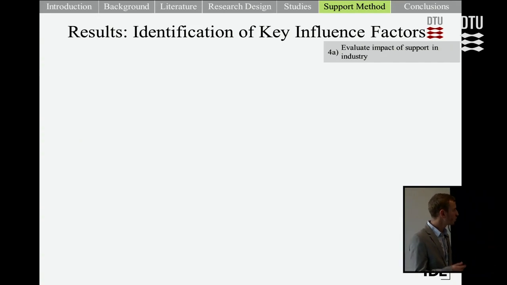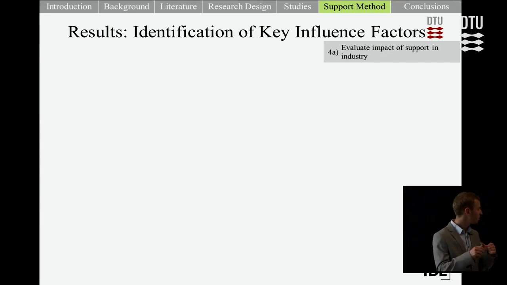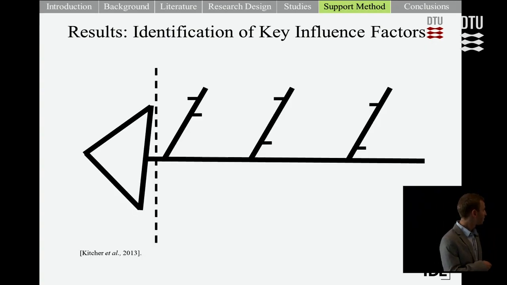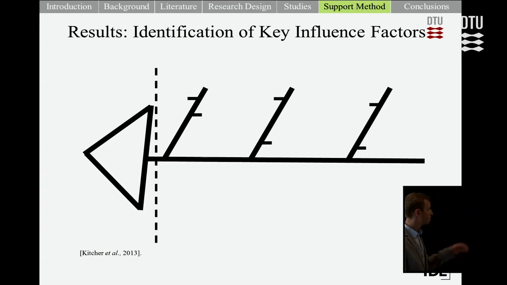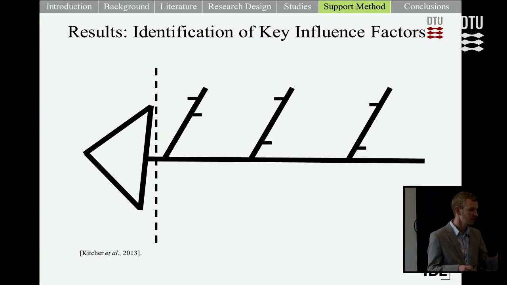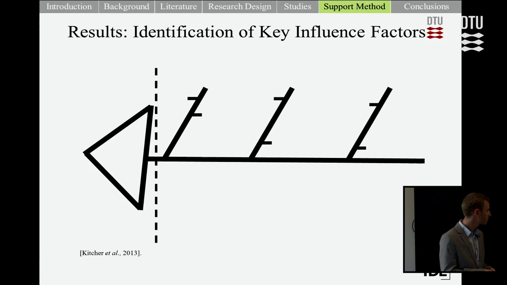So first of all, it was important to identify the key influence factors at the company for this development project. So what we use here is a method developed a long time back called the Fishbone method, which has actually been extended by Kitcher et al. and has been used in outsourcing projects in general to measure the impacts.